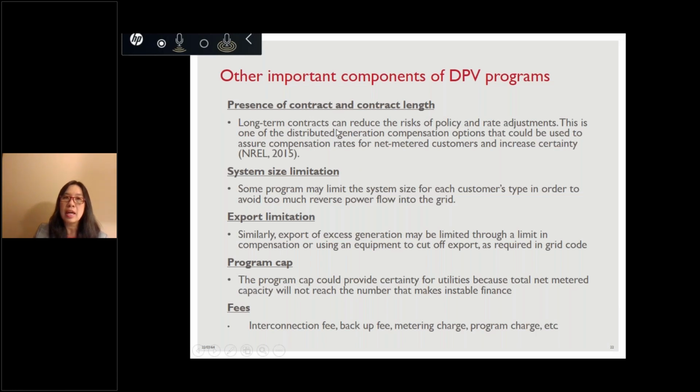For example, is there a contract? How long is a contract? Is there a limitation to each individual system size? Do they allow export? I mean, export is allowed under net metering, net billing by definition, but is there a limitation to export? For example, some countries may set a maximum size of export in relation to the size of consumption, for example, 70% of 1 year consumption. And then the program cap, how many megawatts can the program grow? And if there are other fees, that's definitely going to affect the economics of our distributed PV investment.